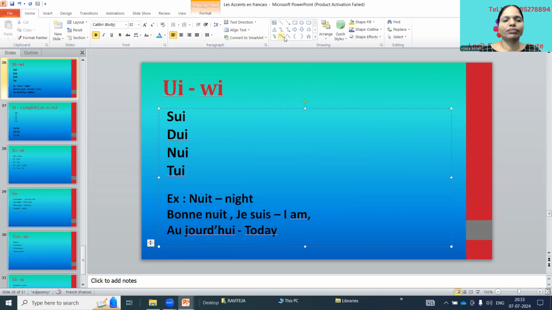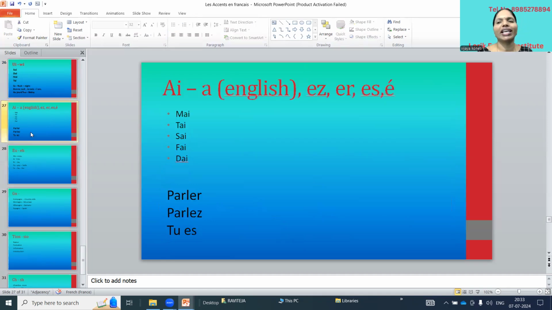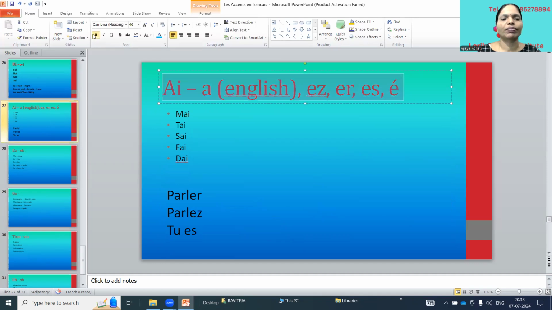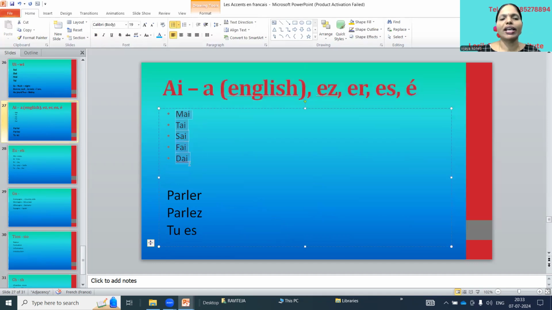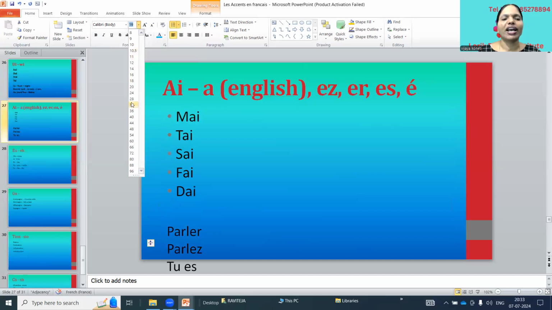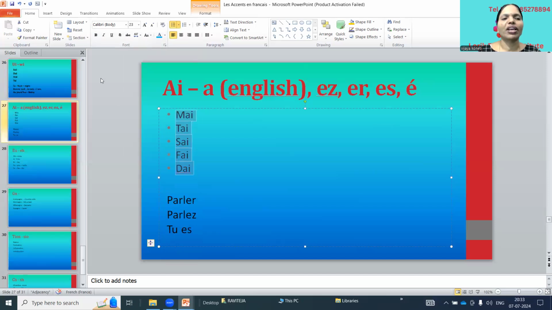Today, next one. And AI. AI sound is A sound in French. Whenever AI is coming, it is an A sound only. AI, EZ, ER, ES, E with accent, AQ, all are an A sound. For example, MAI, may; TAI, they; SAI, say; FAI, fe; DAI, they.